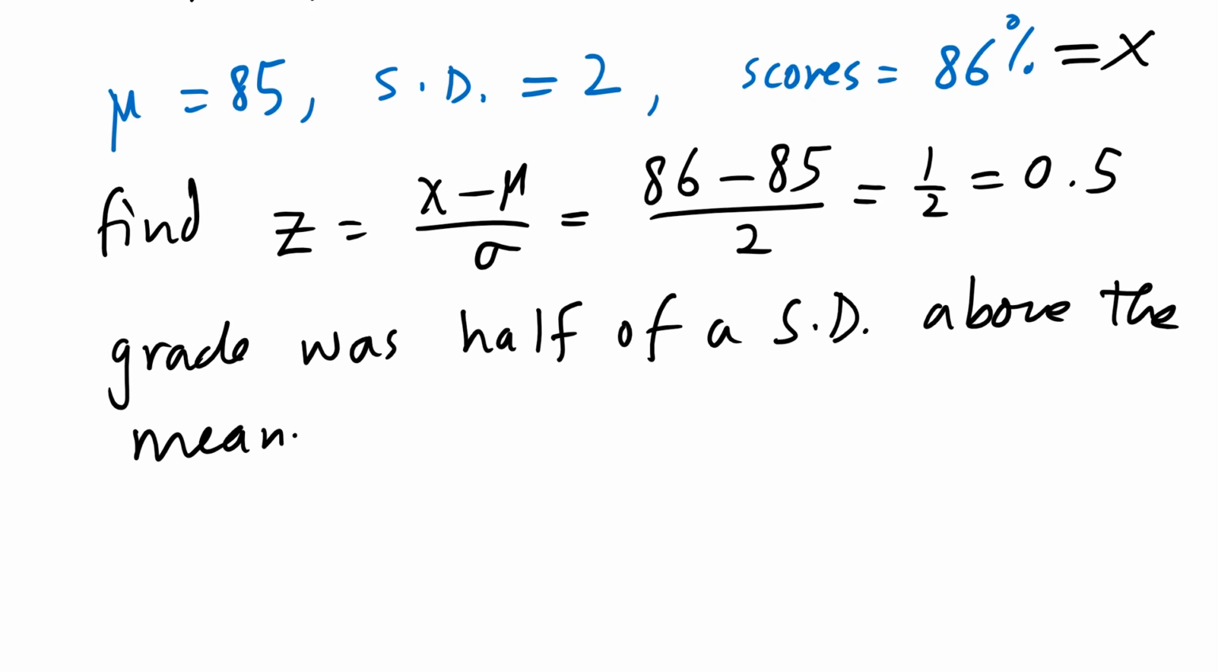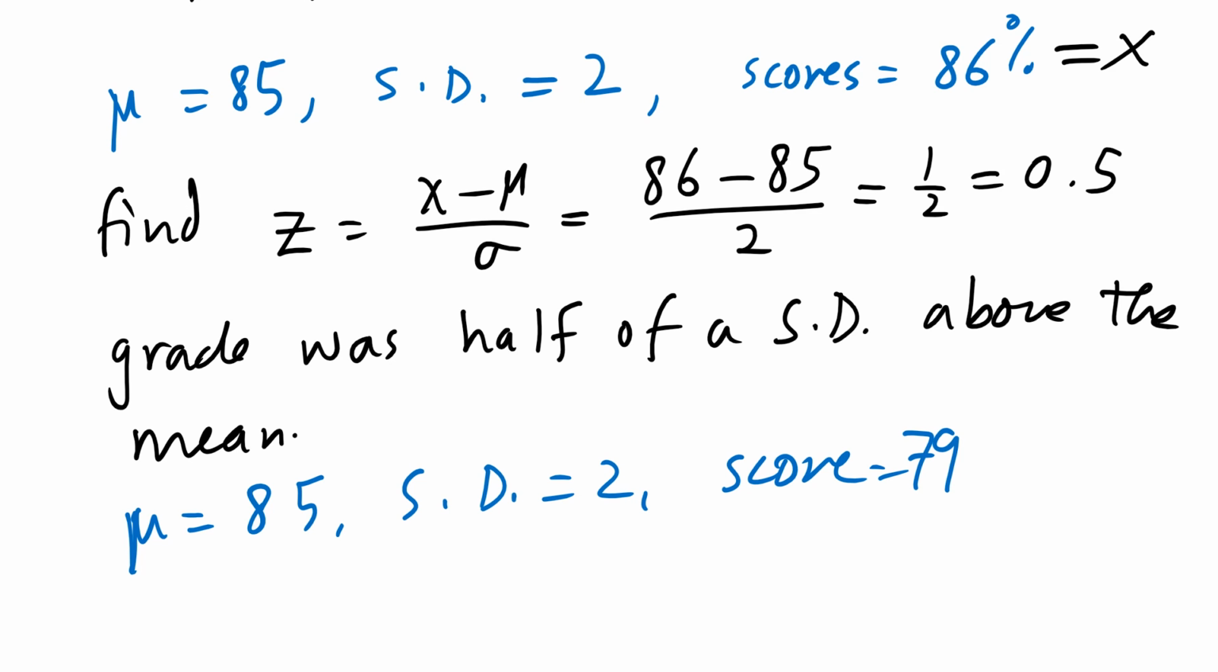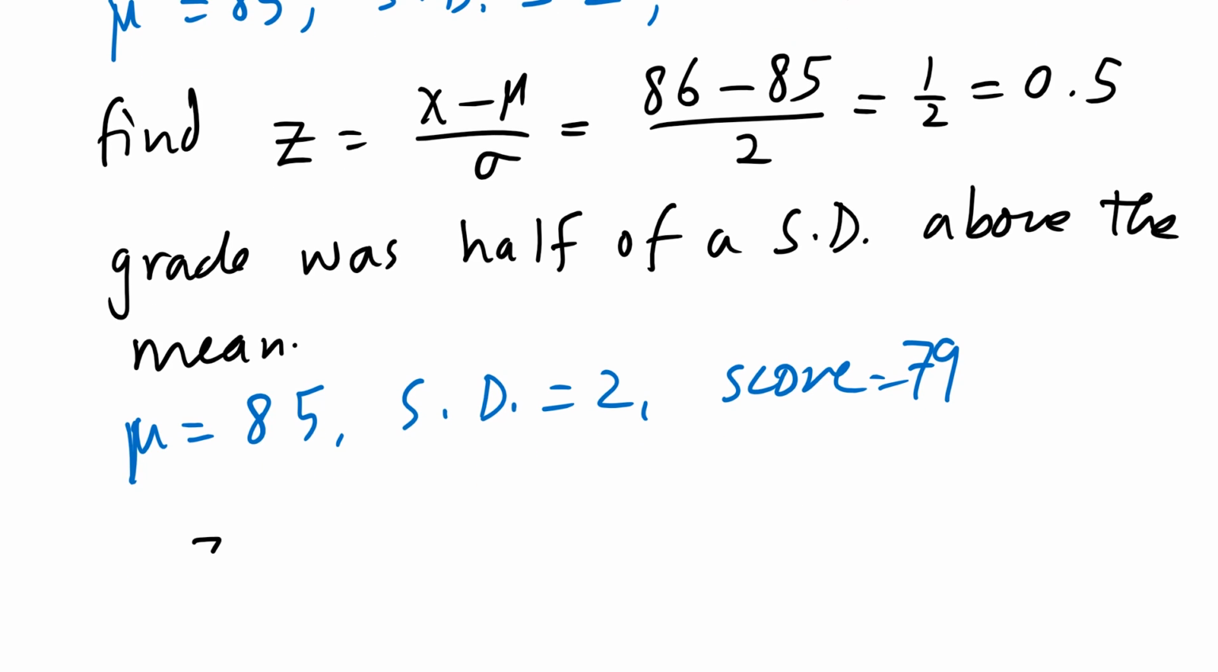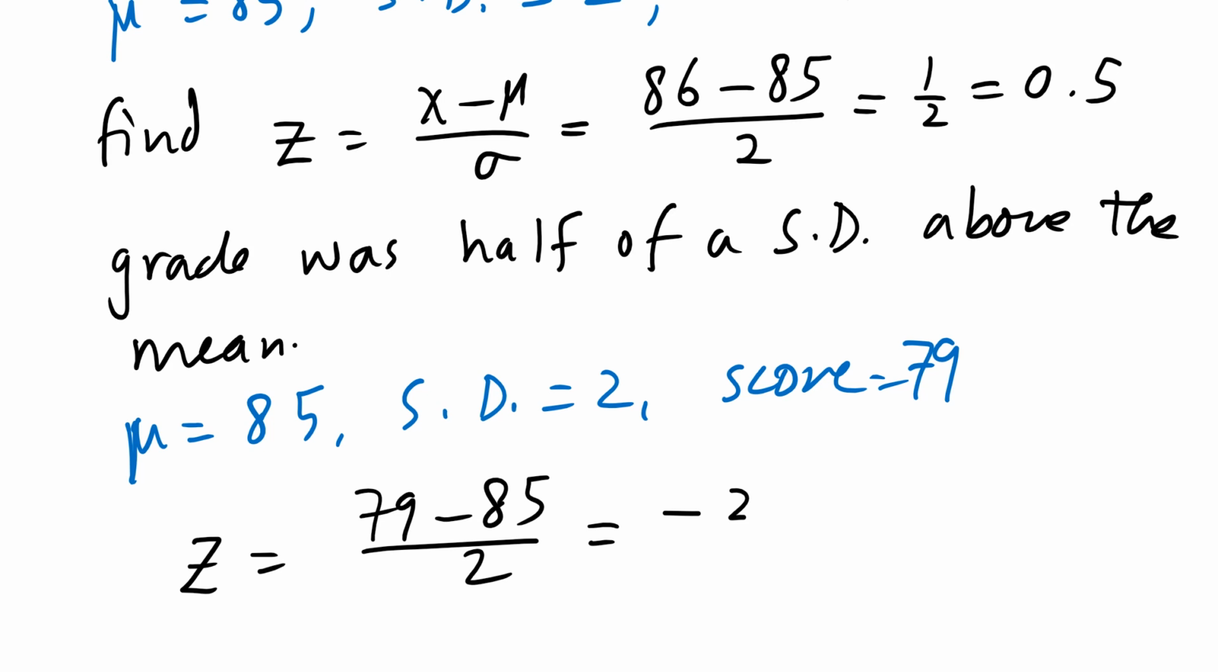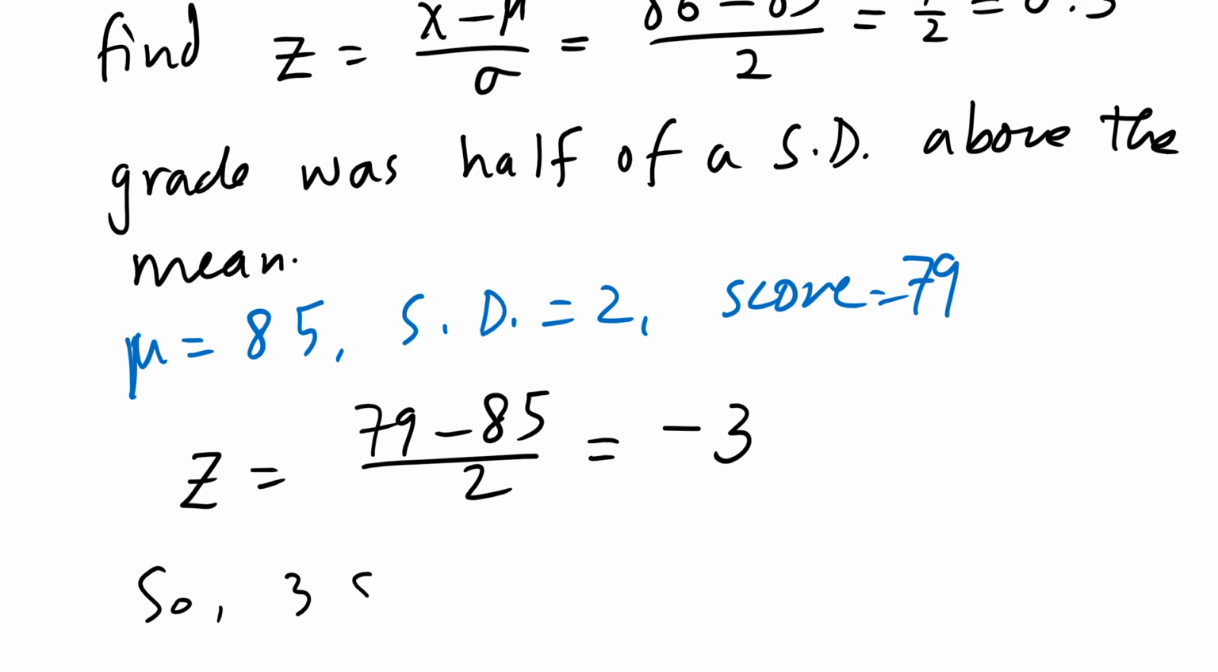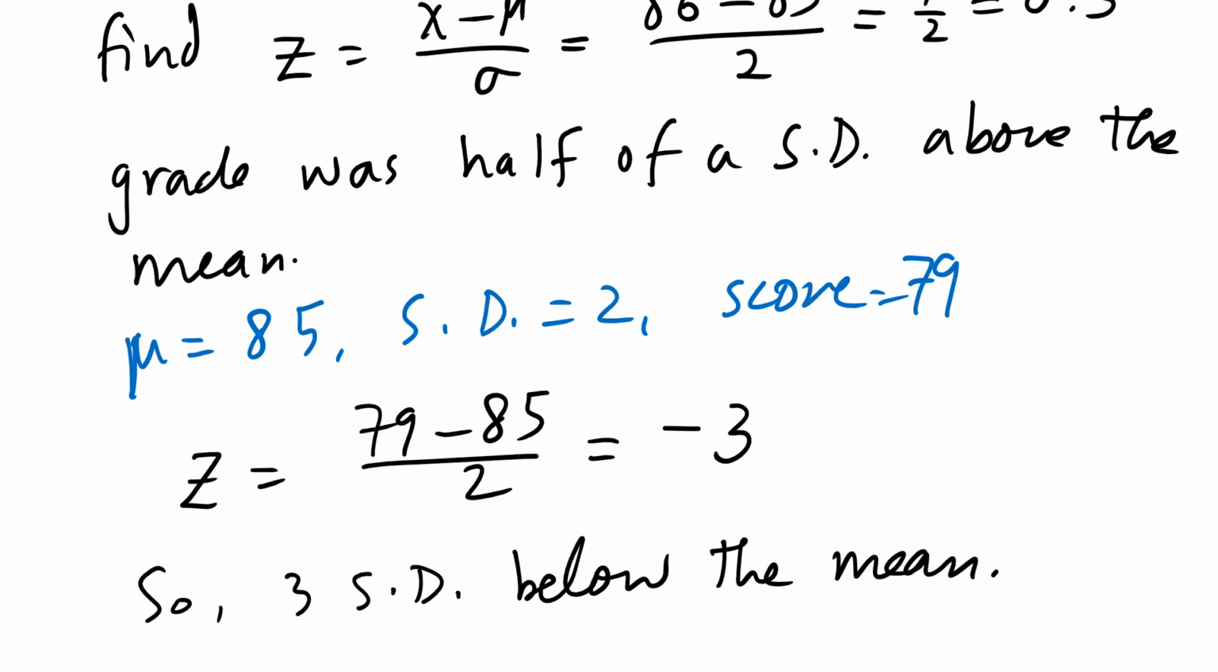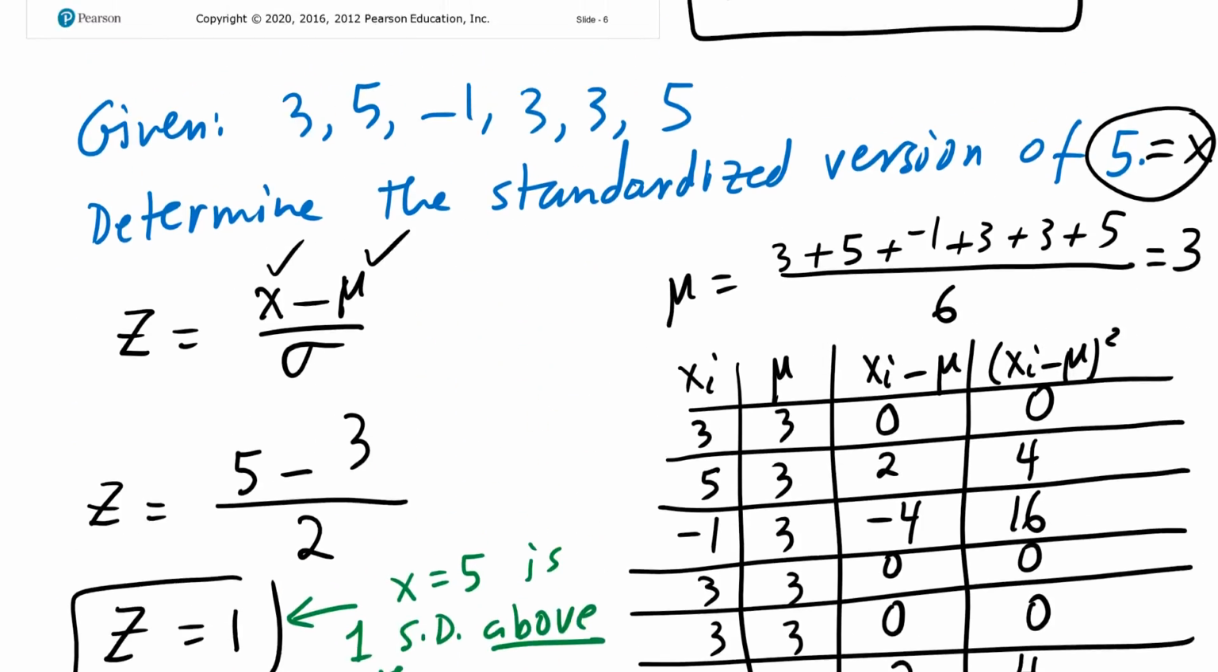What about if someone else got a different score? The mean is the same and the standard deviation is the same, but the score is 79, let's say. So now x is 79. We find z, x minus 85 divided by 2. That gives us negative 6 over 2, which is negative 3. So 3 standard deviations below the mean.